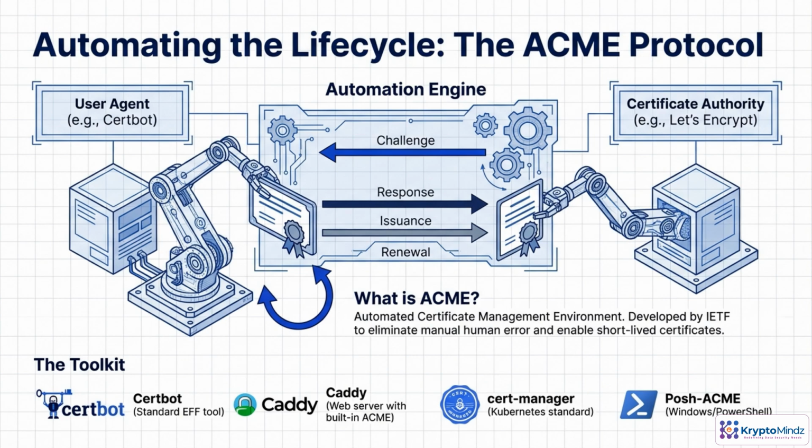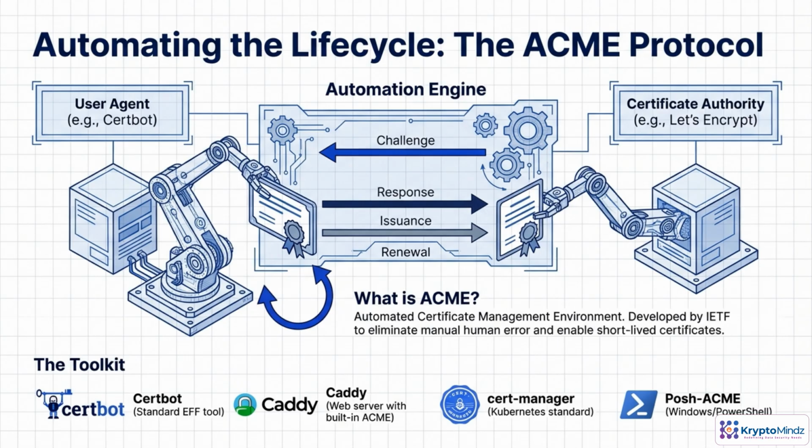The user agent proves control over a domain by answering a challenge from the CA. For example, by placing a special file on a web server or a record in DNS. Once that challenge is passed, the CA can safely issue a certificate, and the same channel is later used to renew it before it expires.